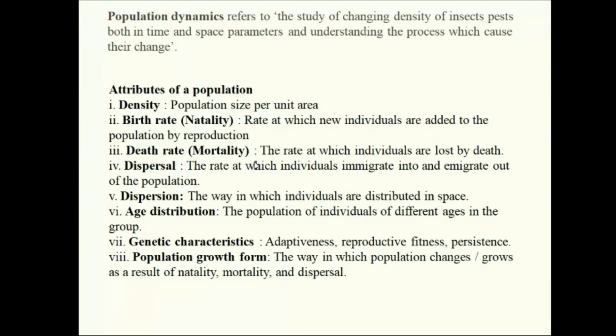What is dispersion? Distribution of insects in a space. In the first experiment, we already discussed dispersion. Then what is age distribution? Distribution of different ages of insects, just like in a human survey: some are children, some are infants, some are mature, some are older. Similarly, in case of insects, some are larvae, some are eggs, some are pupae, some are adults. That is age distribution.